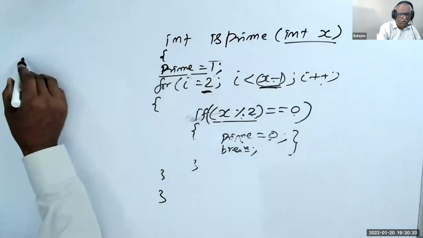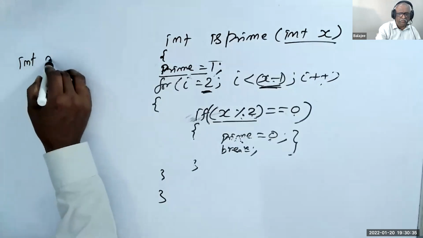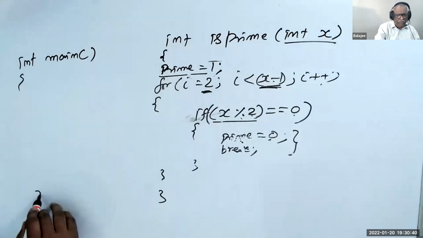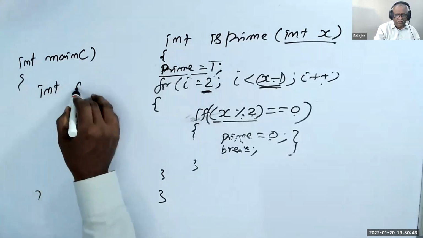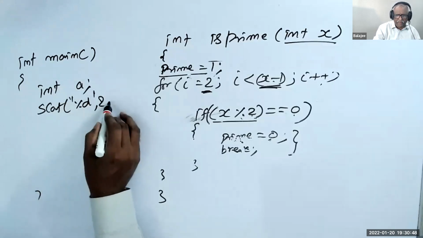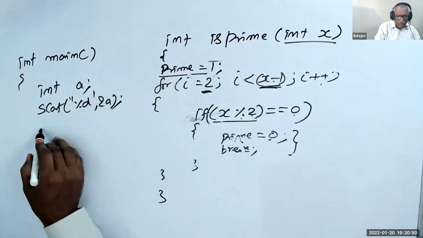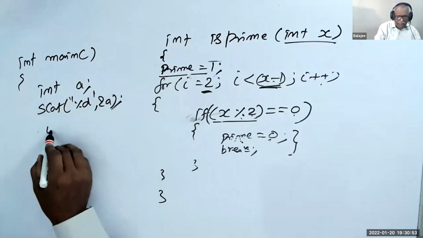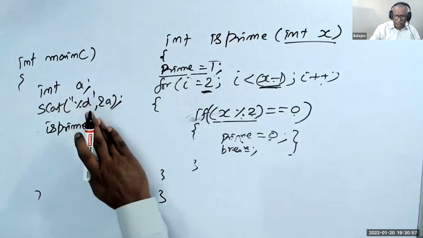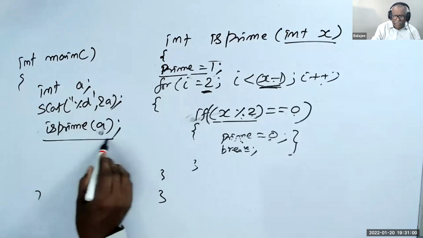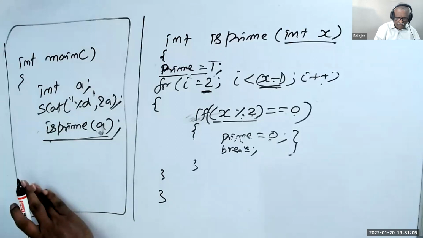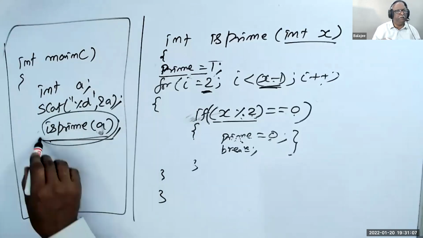You will have a function here called int main. There you will declare a variable, int a, scanf %d and a. Now you call a function called isprime with a. That's all. This is what your main program does. Now you are calling the function isprime.